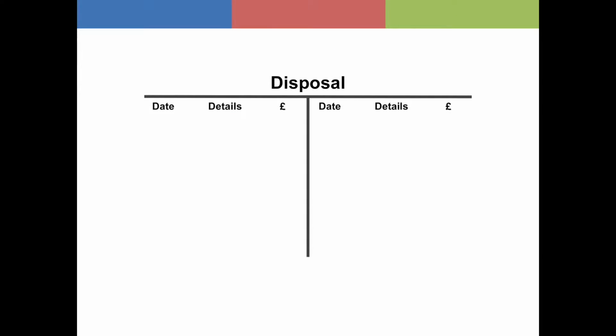Firstly, we need to record the amount the asset was sold for. The asset was sold for £70,000, so we debit the cash by £70,000 and credit the disposal account for £70,000. For the purpose of this video, the T accounts we are going to focus on are the asset account, provision for depreciation and the disposal account.